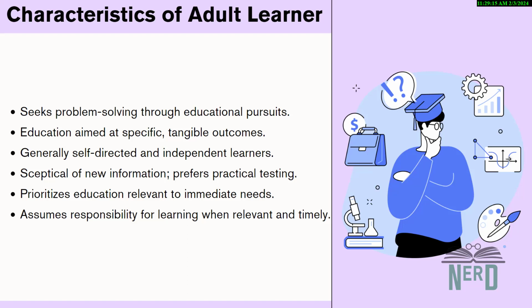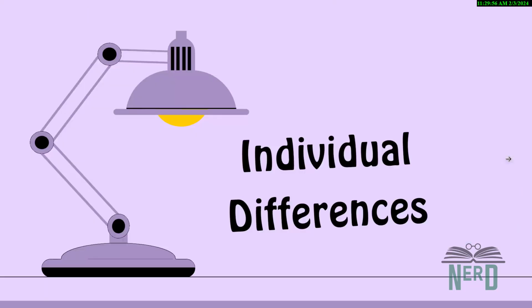So lastly, adult learners take responsibility for their own learning, especially when they see its value and relevance. For example, a nurse might pursue additional certificates in patient care management because they recognize the direct impact it will have on their ability to provide better care and advance in their career, right? So, in essence, adult learners are motivated, goal oriented, and practical. They approach education with clear purpose, seeking knowledge that is immediately applicable and beneficial to their personal and professional lives, right? And now, guys, let's move and talk about individual differences.